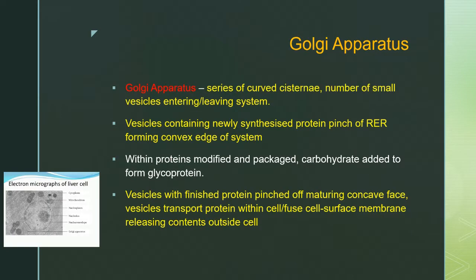So the Golgi apparatus, this is quite important because it's a series of curved cisternae with a number of small vesicles entering and leaving the system. Vesicles containing newly synthesized protein will pinch off the RER, forming a convex edge of the system. Within these, proteins will be modified and packaged, and carbohydrate added to form glycoprotein. These vesicles with the finished protein will be pinched off the maturing concave face, and these vesicles will transport the protein within the cell and fuse with the cell surface membrane, releasing the contents outside of the cell. When we go on to talk about protein synthesis later on in a separate video, you'll understand this a lot better.